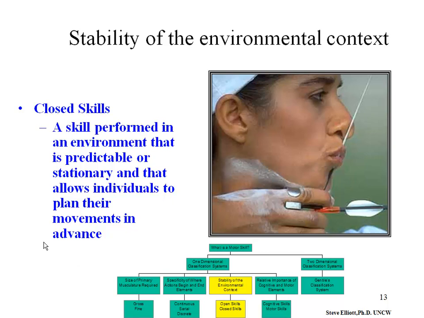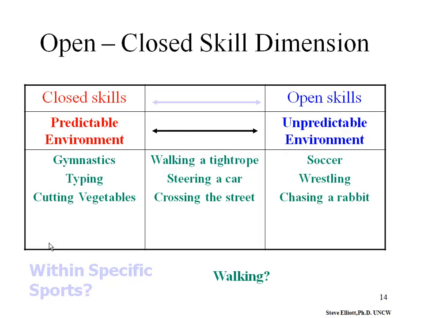in closed skills, this is where we're talking about when the supporting surface or the object or other people involved in the performance of the skill are stationary. There's nothing going on in the environment, it's very predictable, and the person performing the skill doesn't have to adapt to anything going on.